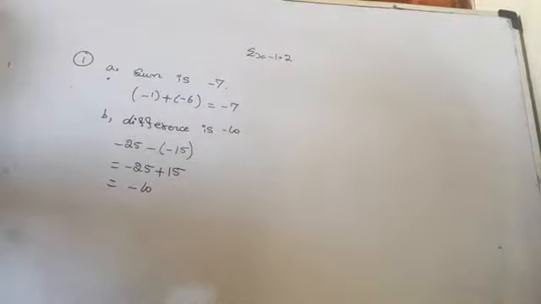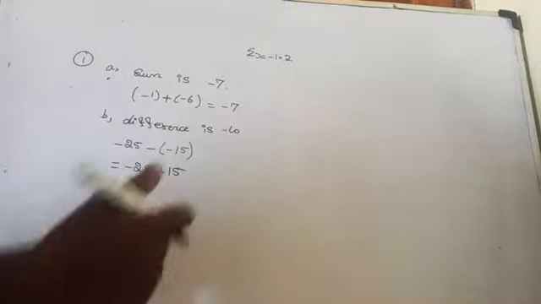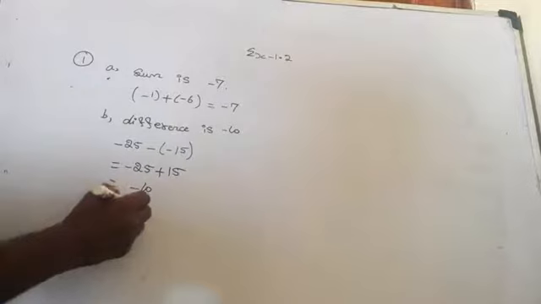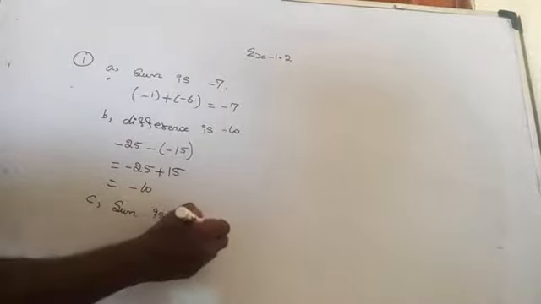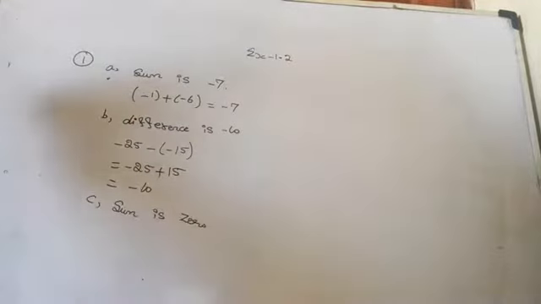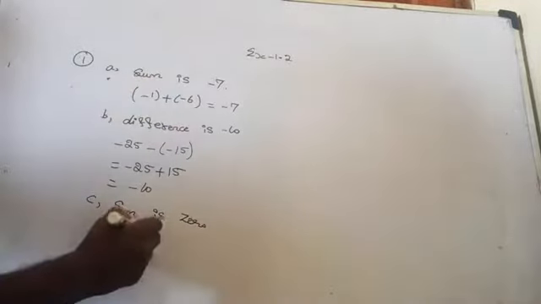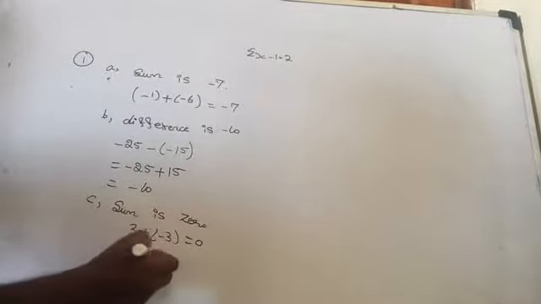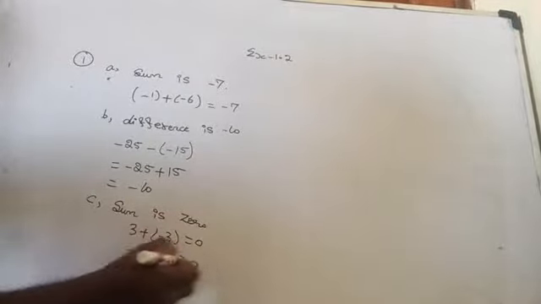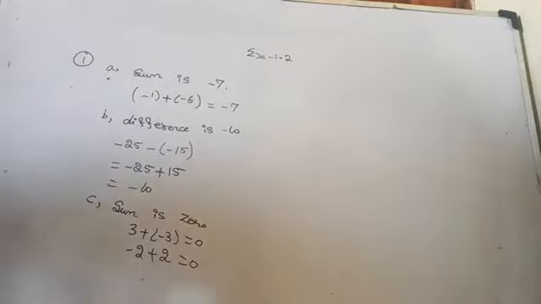Are you getting it? Yes. The difference we are getting as minus 10. And then the sum is 0. So you can take anything, like one positive integer and the same negative integer. For example, 3 plus minus 3, or minus 2 plus 2. Am I right here? Okay. So we completed the first question.